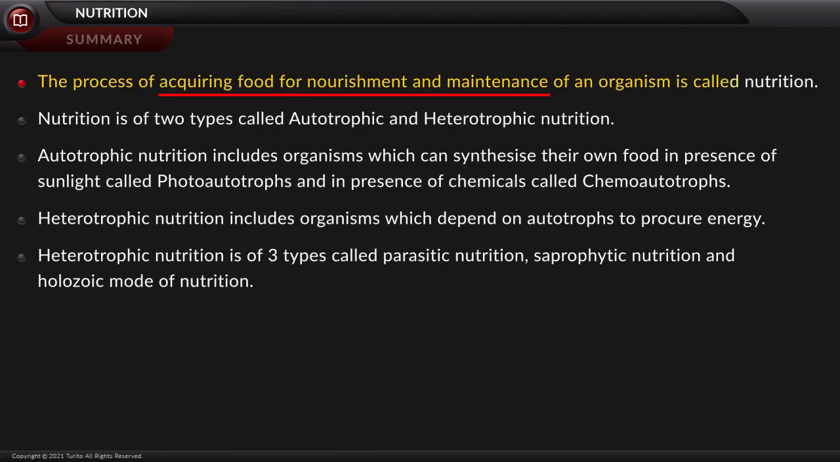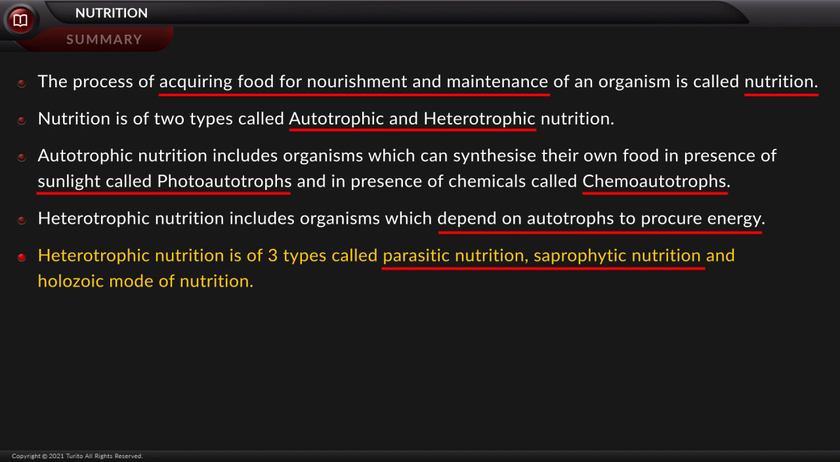The process of acquiring food for nourishment and maintenance of an organism is called nutrition. Nutrition is of 2 types called autotrophic and heterotrophic nutrition. Autotrophic nutrition includes organisms which can synthesize their own food in presence of sunlight called photoautotrophs and in presence of chemicals called chemoautotrophs. Heterotrophic nutrition includes organisms which depend on autotrophs to procure energy. Heterotrophic nutrition is of 3 types called parasitic nutrition, saprophytic nutrition, and Holozoic mode of nutrition.